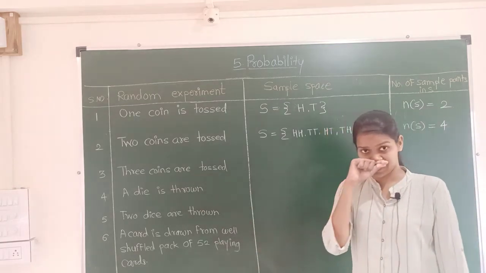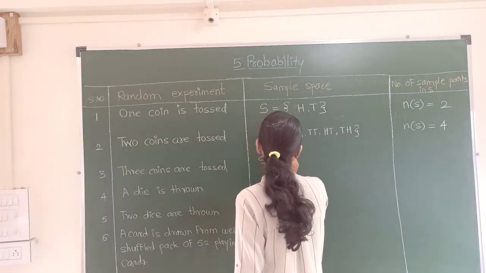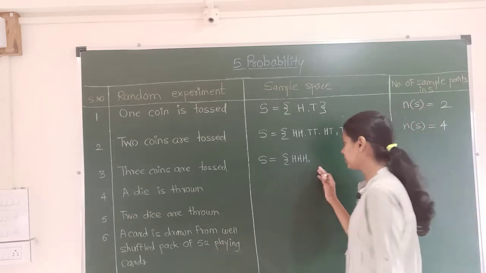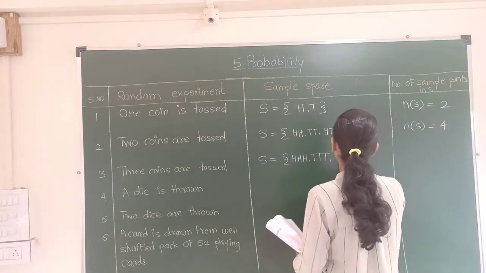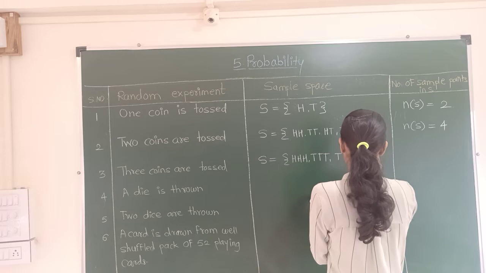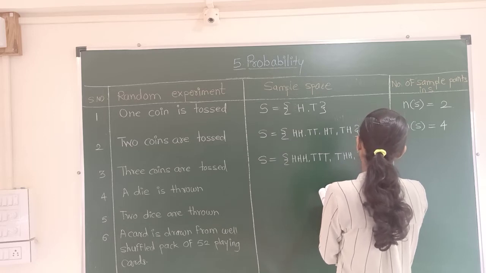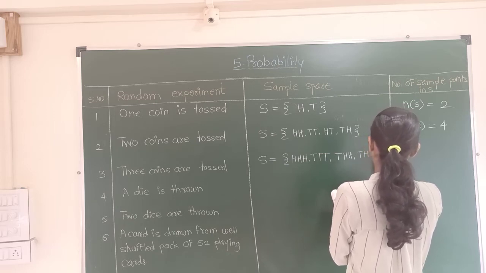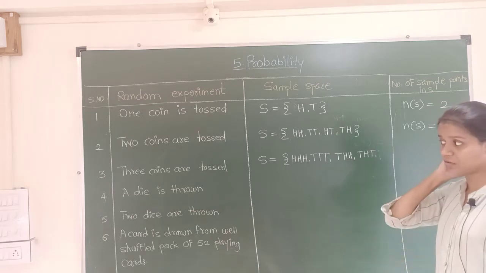Now 3 coins are tossed. If 3 coins are tossed, see what happens. We will write the sample space. Head can come 3 times, the upper face can be head 3 times, so it will be 3 times head, then again 3 times tail. Then we will write THH, then THT, then TTH, then HTT, HTH. See, we are going to write the sample points when 3 coins are tossed.